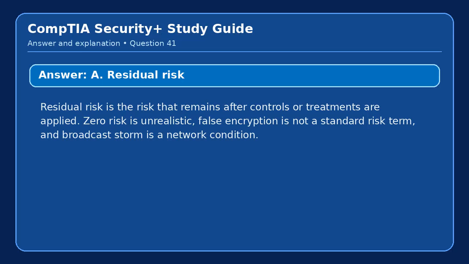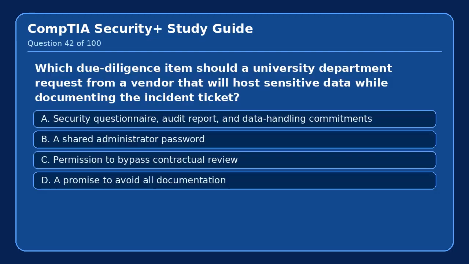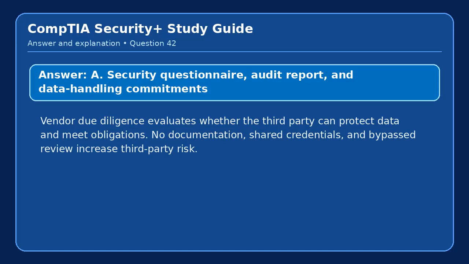Question 43. Which agreement defines expected uptime and response targets for a financial services team's managed security provider as part of a risk reduction project? A. Open guest Wi-Fi policy. B. Service level agreement. C. Personal text message. D. Password hint list. Take a moment to choose your answer. The answer is B. Service level agreement. An SLA documents measurable service expectations such as uptime, response time, and escalation commitments. Informal messages, Wi-Fi policies, and password hints do not establish service performance terms.